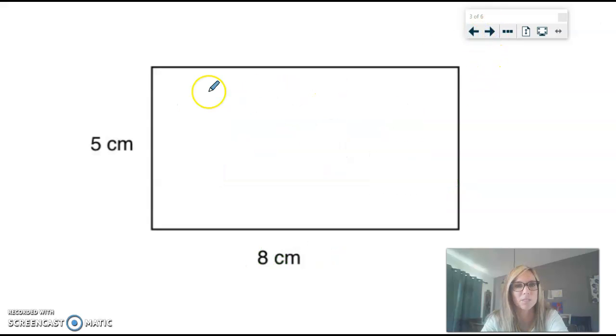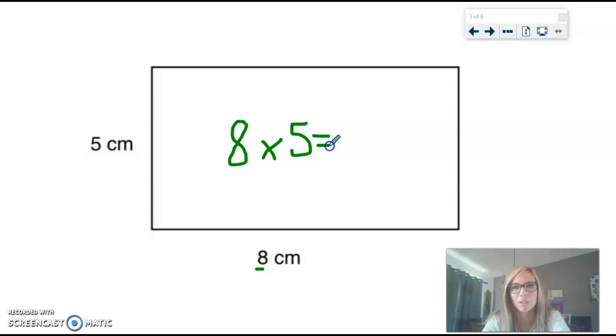Okay, this next shape is another rectangle. So we notice that the length is 8. And the width is 5, so I'm going to do 5 times 8, or 8 times 5. And we know how to count by 5s. Okay, so 8 times 5, or 5 times 8, is 40. So I would write down 40, and we cannot forget our unit.